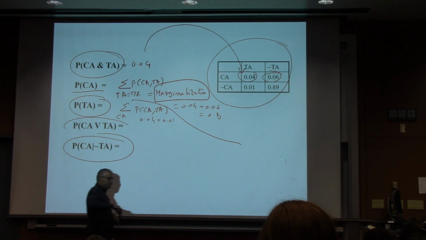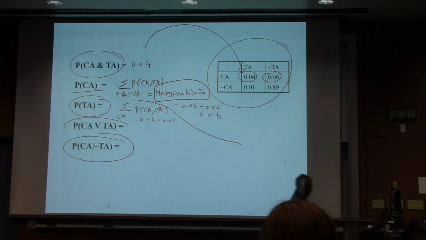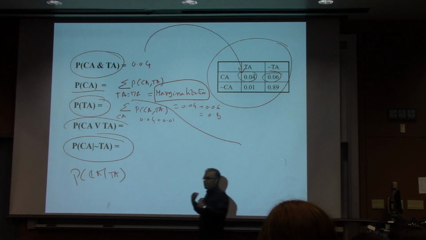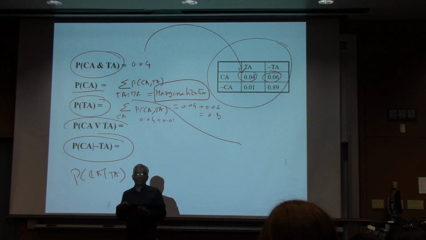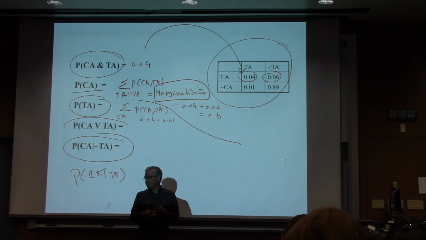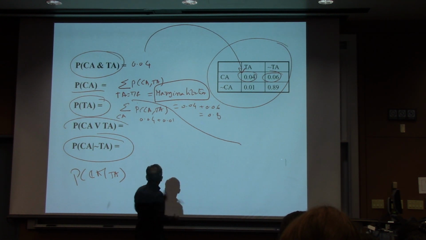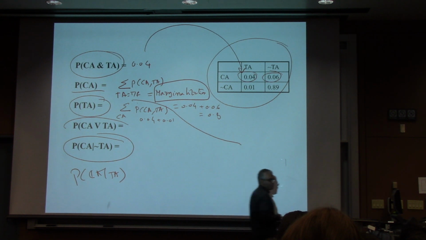In fact, a more reasonable thing is the probability of cavity given TA. So somebody comes in complaining about toothache, and you're trying to check what's the probability that they have a cavity. Both of them can be answered with these numbers, right?